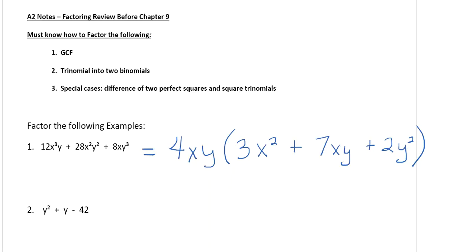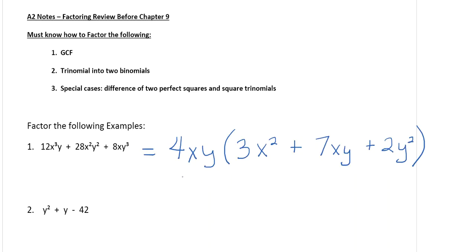So dividing each term by the 4xy, 12 divided by 4 is 3, x cubed y divided by xy just leaves us an x squared, and so on. 28 divided by 4 is 7, xy, and when we divide out the last term by 4xy, we're left with 2y squared. Now sometimes when you use GCF, you're done at this stage. You've taken out the GCF, there's nothing left to do, but you always need to check. Look at what is left inside parentheses here and see if you can factor another step using another method. And in this case, indeed, we can.